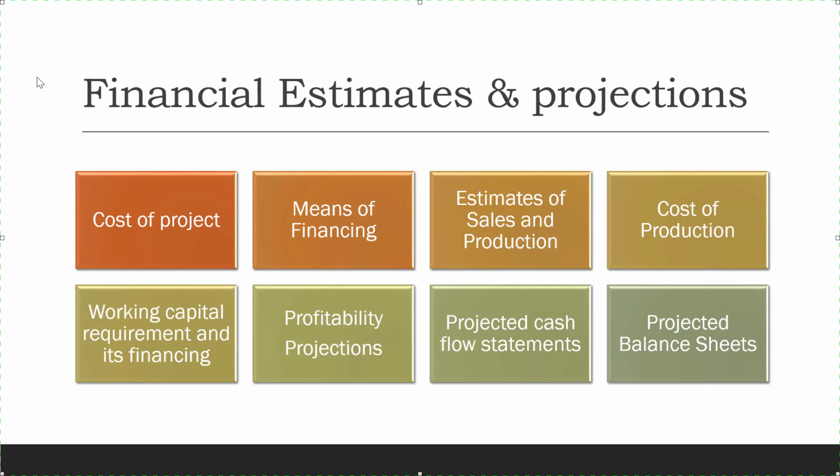Anyway. So cost of the project means everything you are going to spend: machines, equipment, vehicles, computers, laptops, furniture. Everything is the cost of the project and the cost of making your factory. Means of financing is where you are going to get the money. Of course, we were fortunate, it was a Birla company. In my project, all the money was coming from Birlas, so we didn't have to go to the bank or raise equity ourselves.